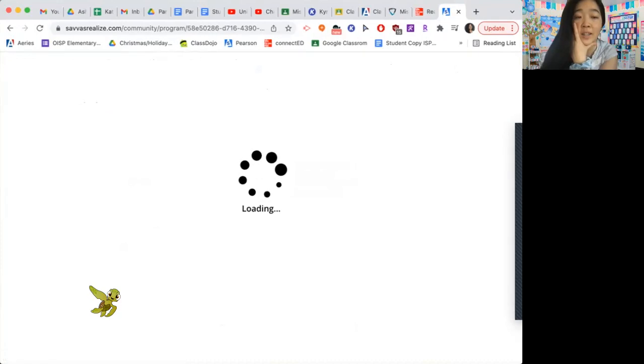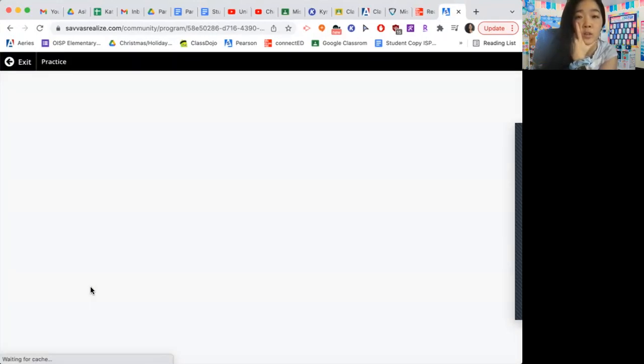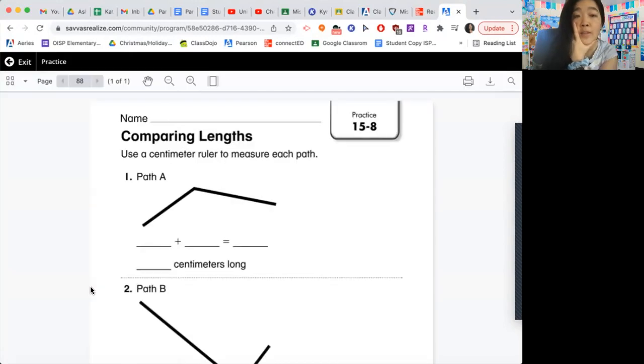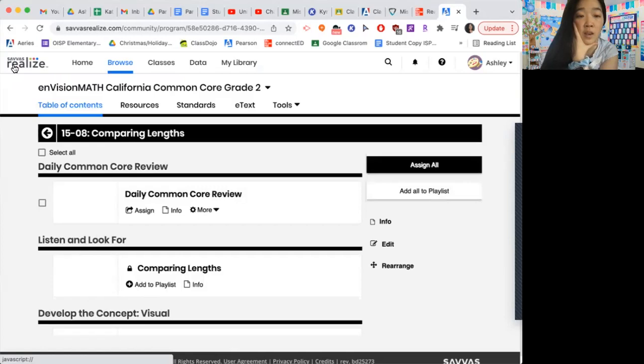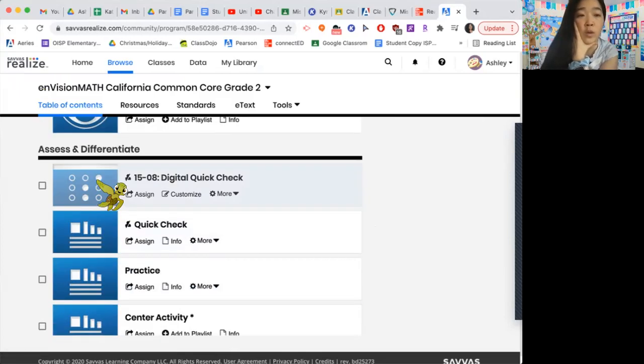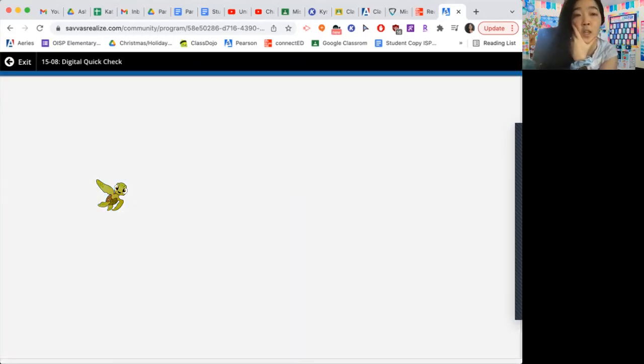Let's look at the practice. I believe we're going to have to skip this too, and we're going to go straight into our digital quick check. It's okay, Eva. Yeah, so we are going to need to go to our digital quick check because we don't have our centimeter rulers, but that's okay. Hopefully our digital quick check will show us what we need to do.